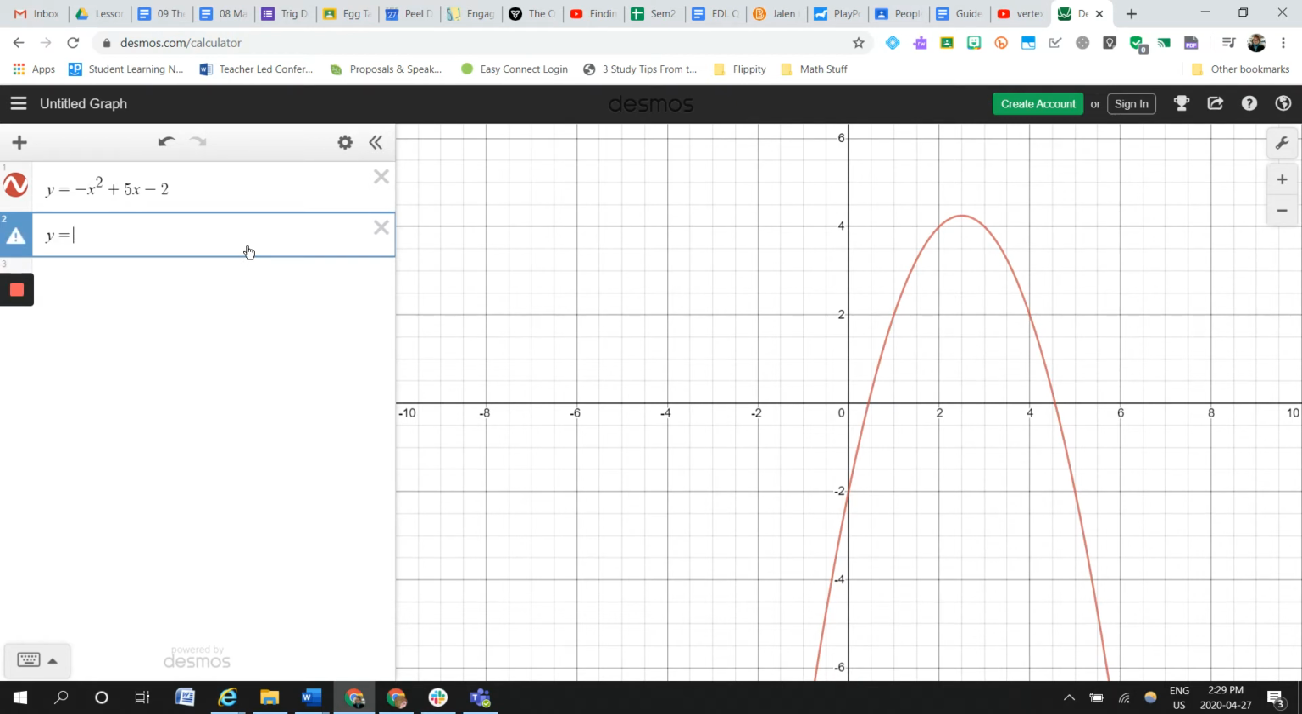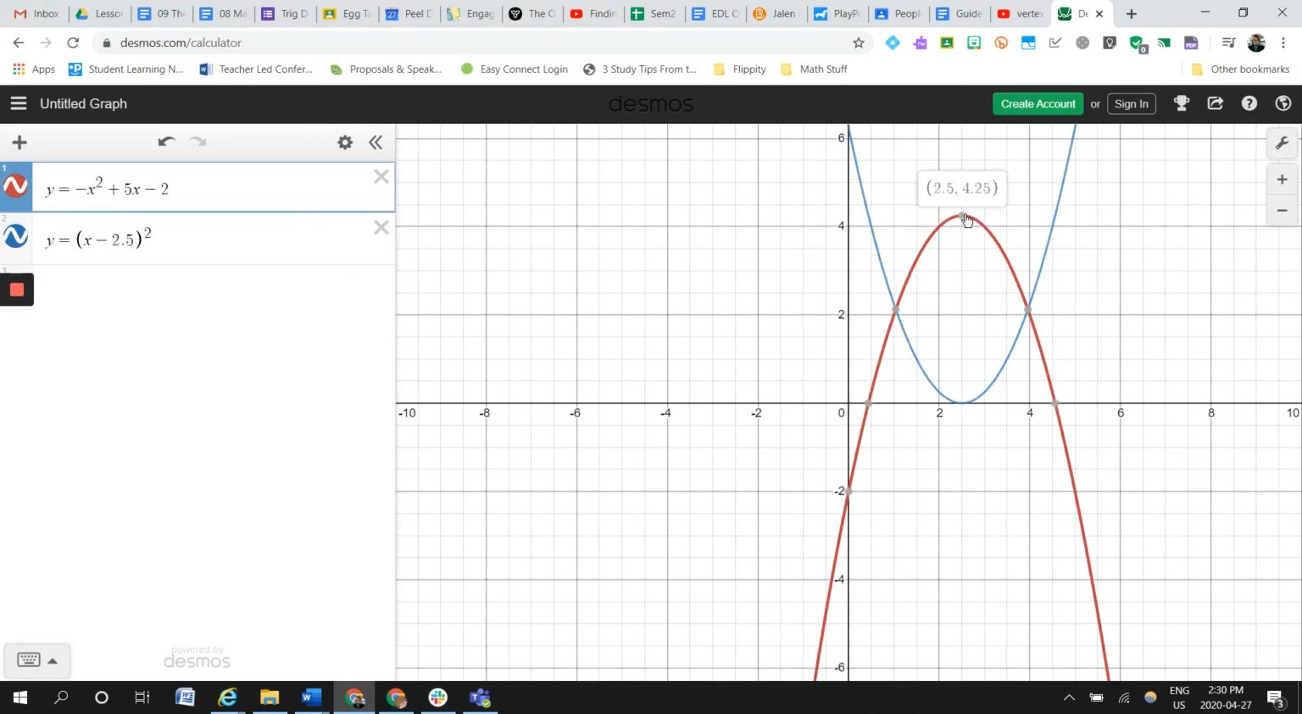So we can see the vertex there. And remember that you use x subtract h, and h will be the axis of symmetry. So in that case, this is 2.5. So x minus 2.5. And of course, it has to be squared, otherwise it won't be a parabola. And then we're going to add the k value. So that would be the y value of your vertex. So we're going to add 4.25.